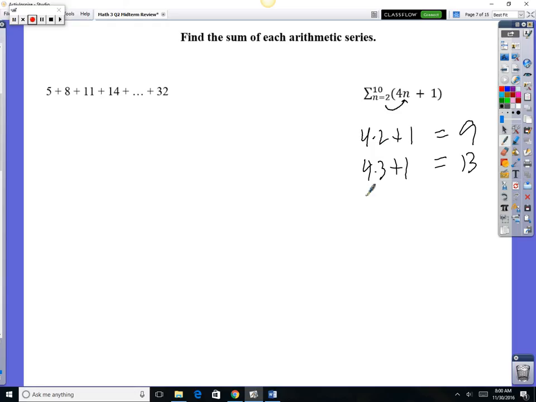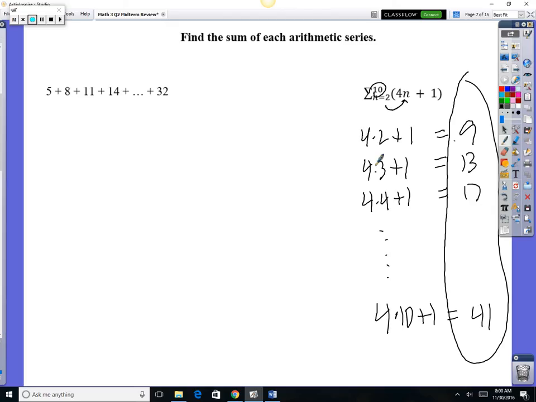Then they want you to plug in everything. 4 times 4 plus 1. That's 16, 17. Keep going, dot, dot, dot, until the last one they want you to plug in is 10. So 4 times 10 plus 1 equals 41. So here we go. This is the sequence. The sequence is going to go 9, 13, 17, and so on, plus 4, plus 4, plus 4, plus 4, till you get to 41.